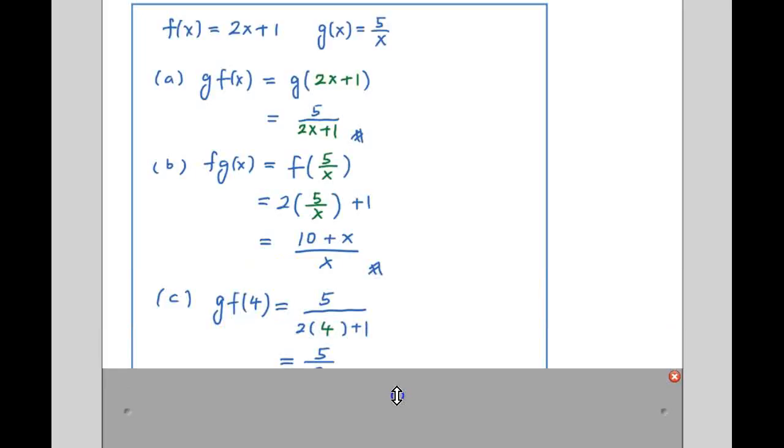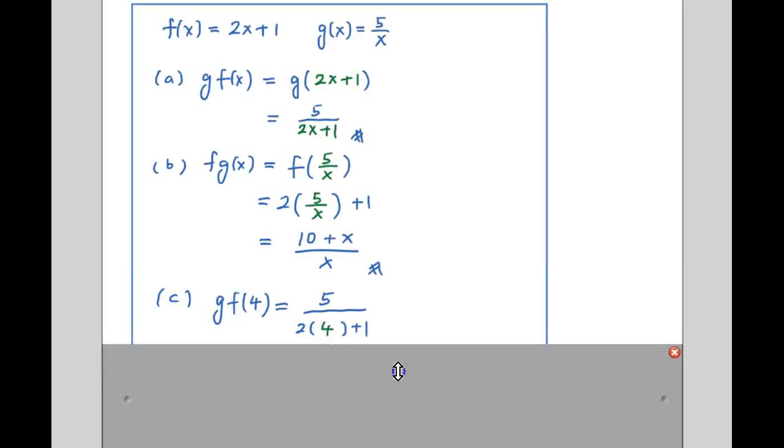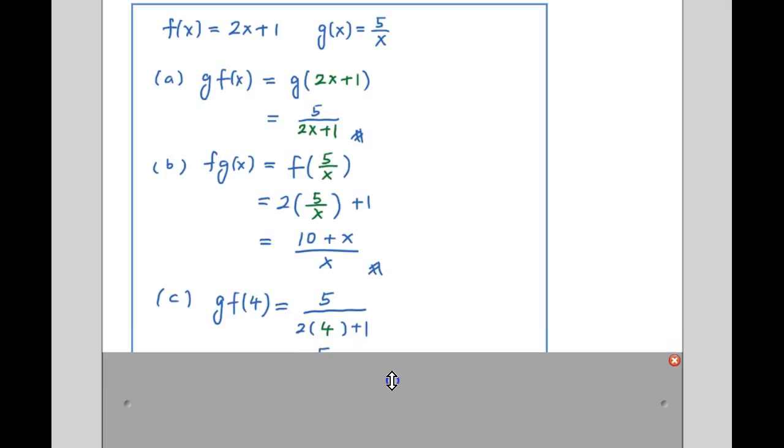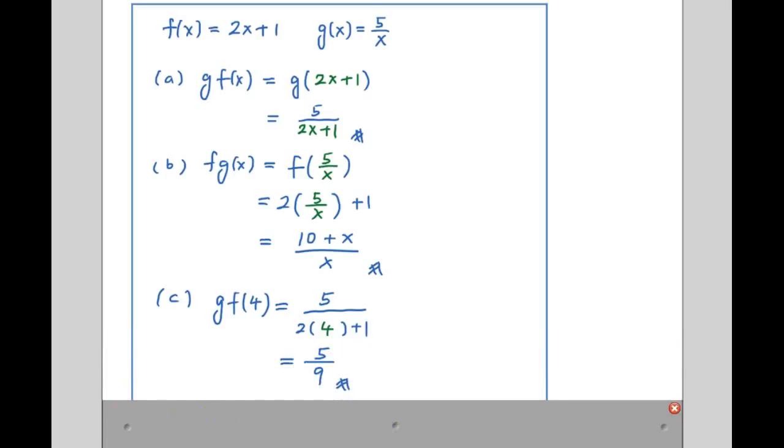If I want to input a particular number value, so I input 5 into f, and then I take that result out and put it into g, this is what I get. Very simple. Let's move on to the next one.